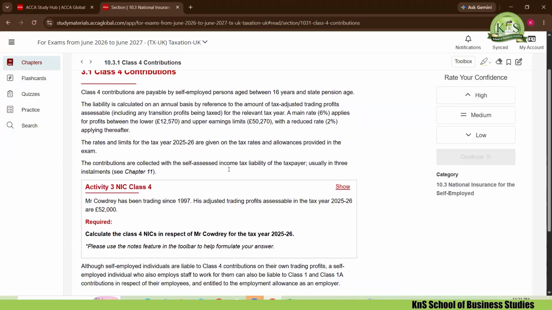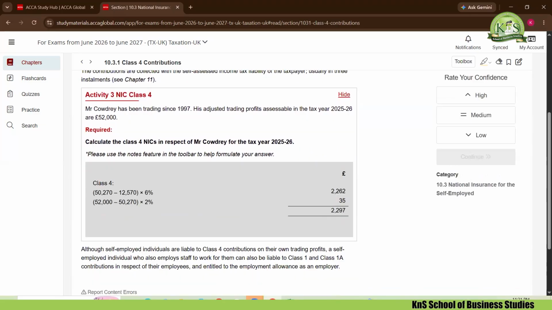If you are a self-employed person, you will be paying class 4 NIC, and the class 4 bands will also be given to you, which are 6% and 2%. So whatever is mentioned in the question, just do it situation-wise. This is only the calculations part. You just need to categorize, okay, it's a self-employed person. And by the way, the question will tell you clearly what it means.